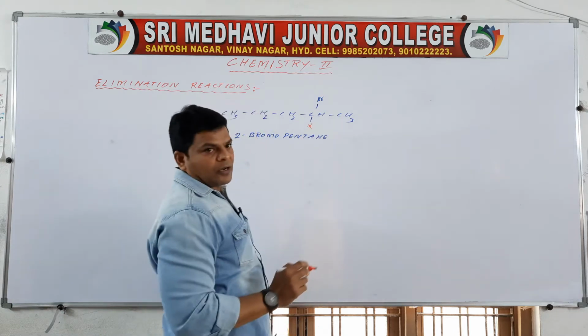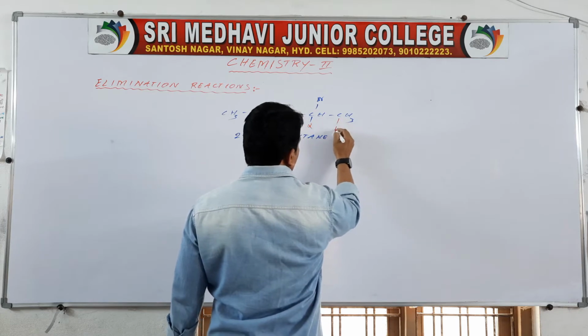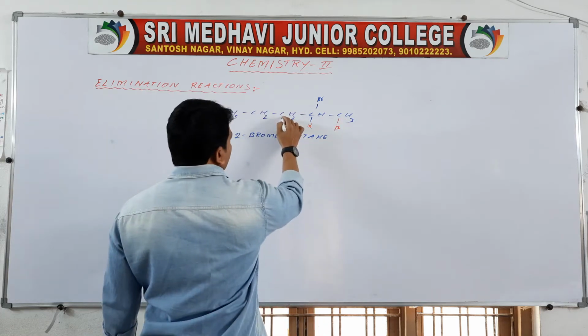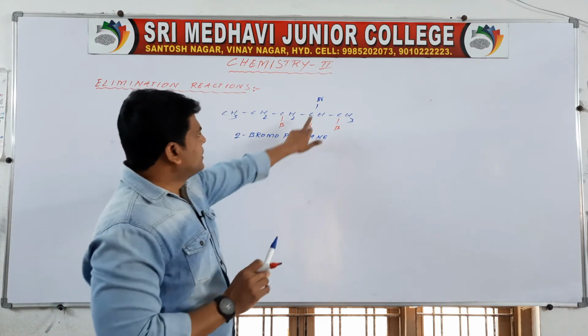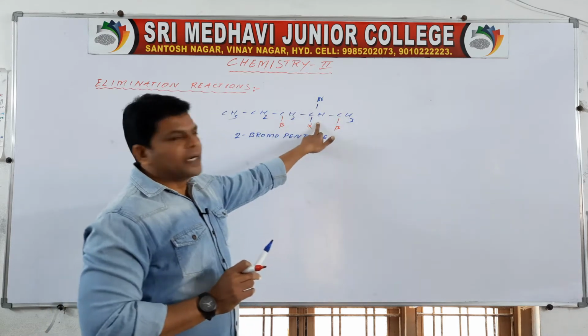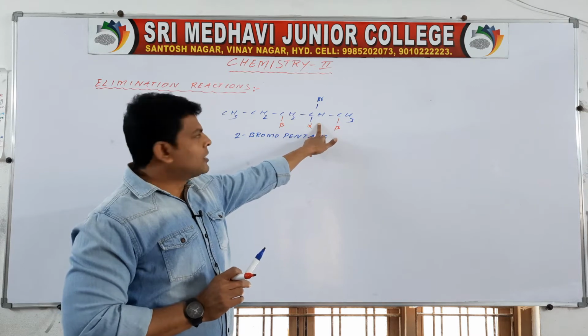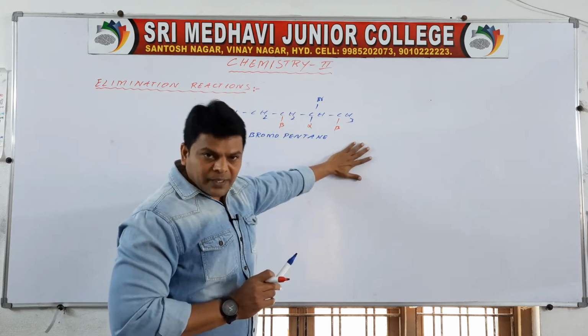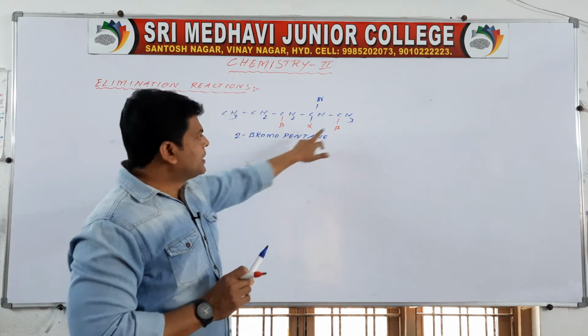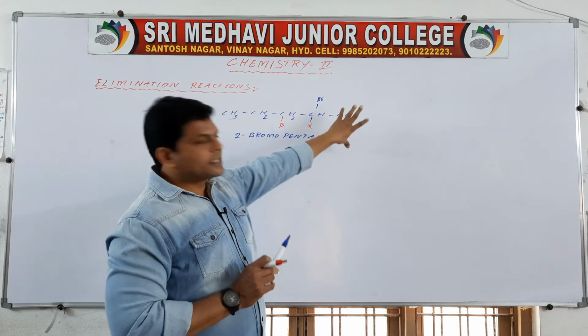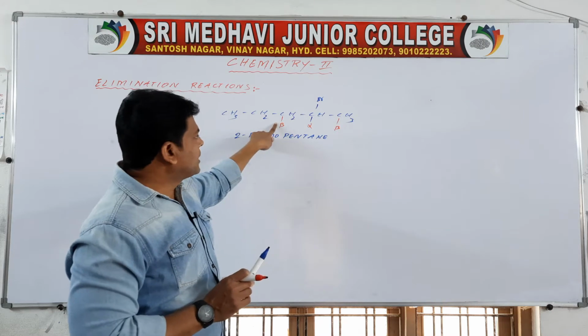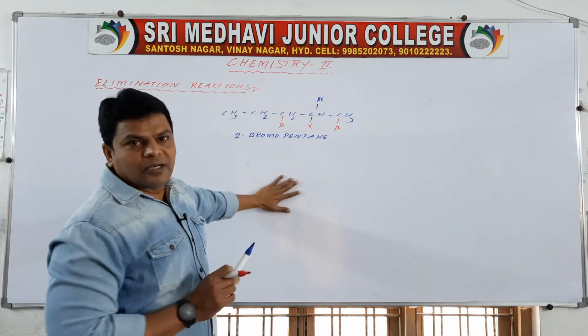See here, it is called alpha carbon, and the carbons beside it are called beta carbons. The halogen group attached carbon is the alpha carbon, and the beside ones are beta carbons. This beta carbon has fewer alkyl groups, and this beta carbon has more alkyl groups.